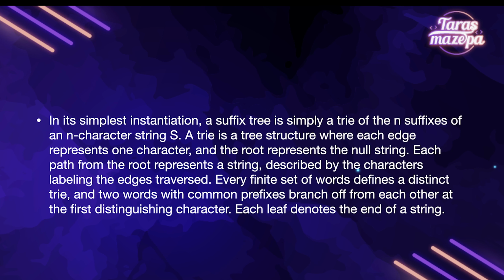In its simple instantiation, a suffix tree is simply a trie of the n suffixes of an n-character string S. A trie is a tree structure where each edge represents one character and the root represents a null string. Each path from the root represents a string described by the characters labeling the edges traversed. Every finite set of words defines a distinct trie, and two words with common prefixes branch off from each other at the first distinguishing character. Each leaf denotes the end of a string.